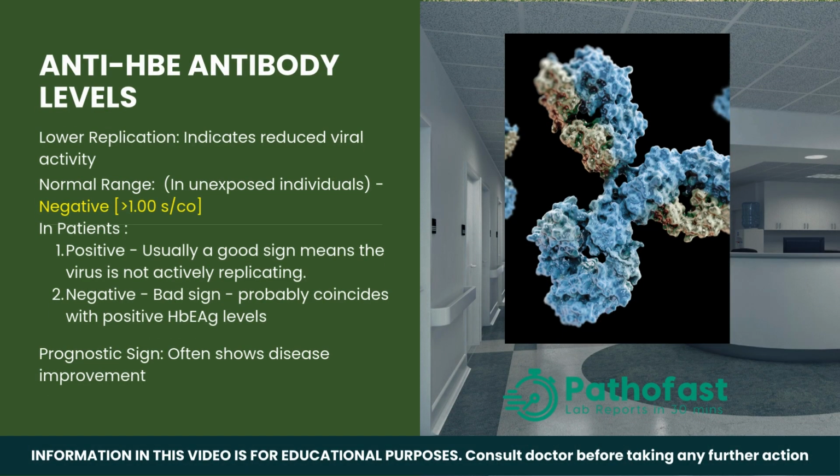In someone who has never been exposed, we expect the result to be negative. On the machine, this will show as greater than 1 SCO. In patients, a positive value is usually a good sign, meaning that the virus is not replicating, but a negative value is usually a bad sign. It means that the virus is replicating, and we expect the HBe antigen also to be positive at this time. It's a prognostic sign. It often shows improvement or worsening of the patient's condition and can also be used to titrate treatment.